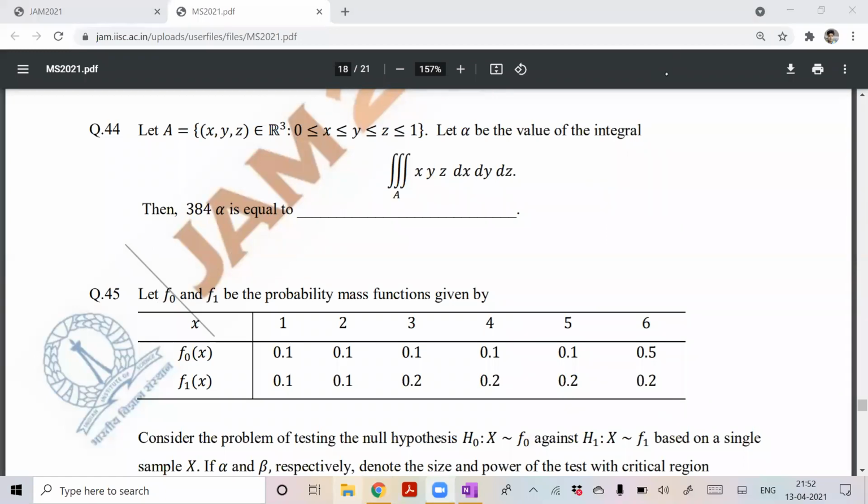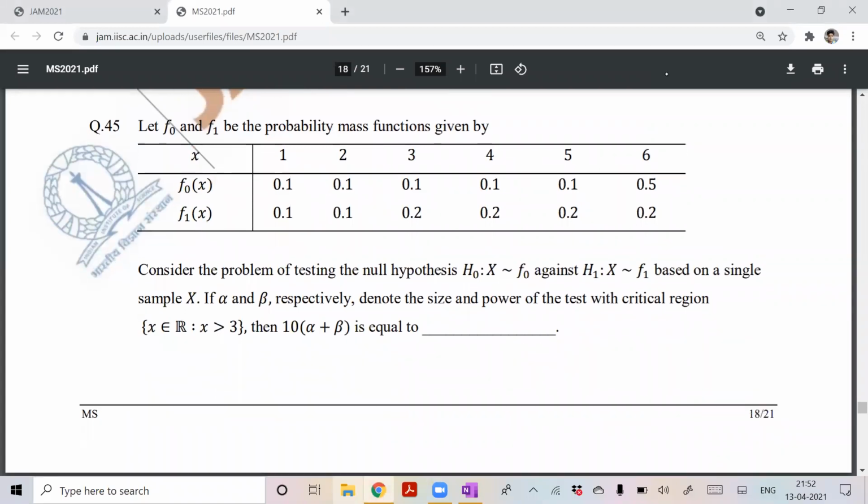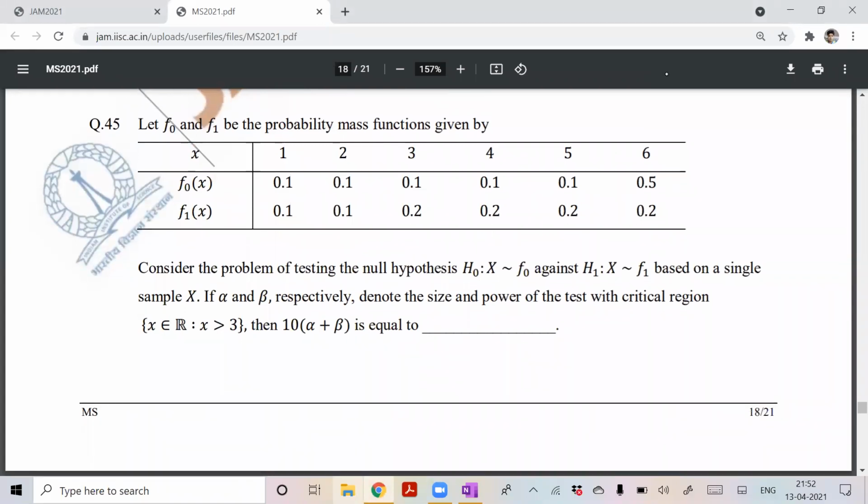Now let's see question number 45. In 45, what they said: F0 and F1 are PMFs, probability mass functions given by this table. So F0 at different values of X they have given, and F1 at different values of X they have given. Consider the problem of testing the null hypothesis H0: X follows PMF F0, and H1: X has distribution F1, based on a single sample.